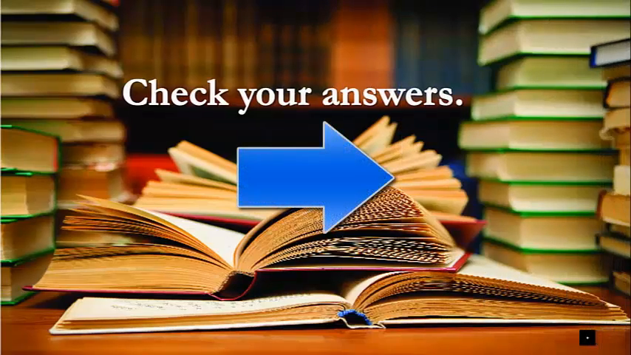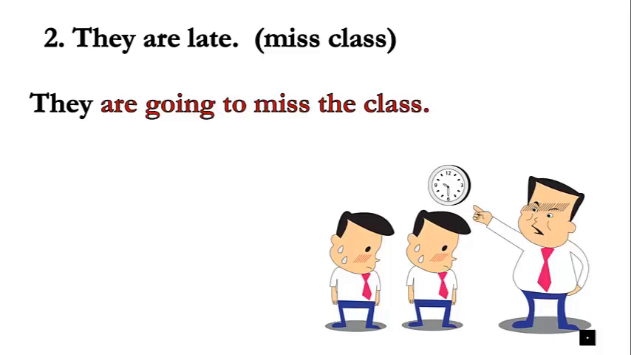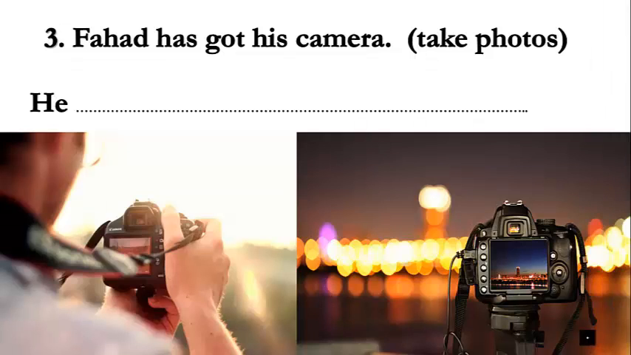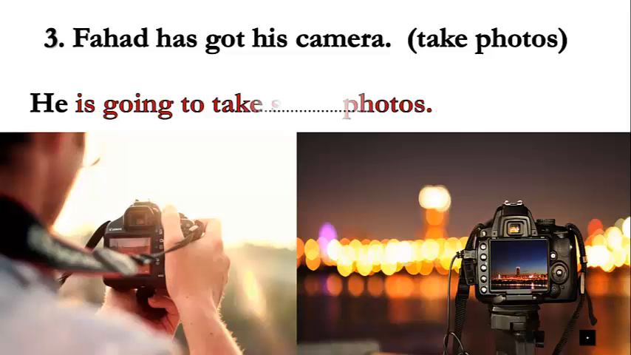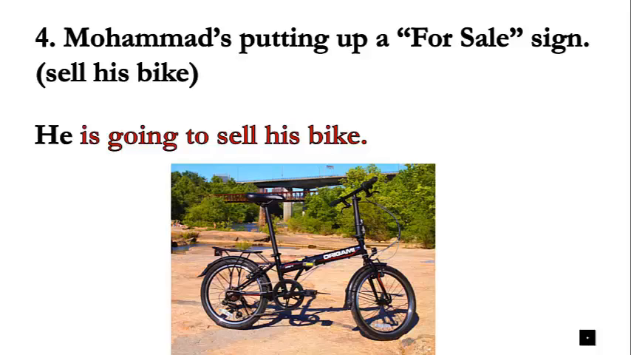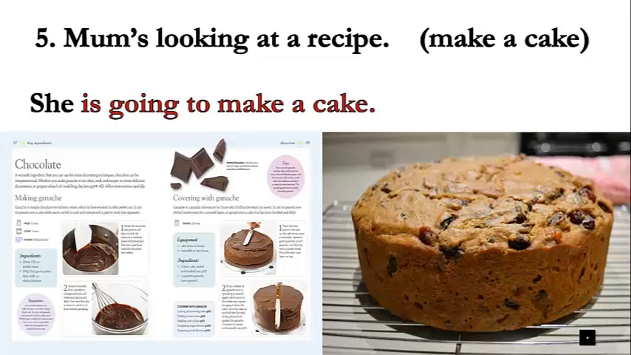Let's check your answers. They are late. They are going to miss the class. Number 3: Fahd has got his camera. Use take photos. He is going to take some photos. Number 4: Muhammad's putting up a for sale sign. To use sell his bike, we will say he is going to sell his bike. Now, number 5: Mom's looking at a recipe. To use make a cake, we will say she is going to make a cake.